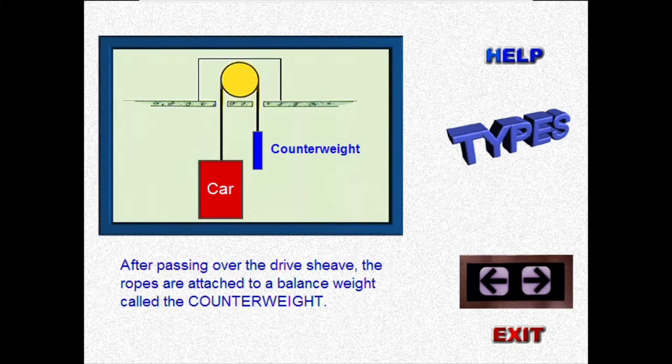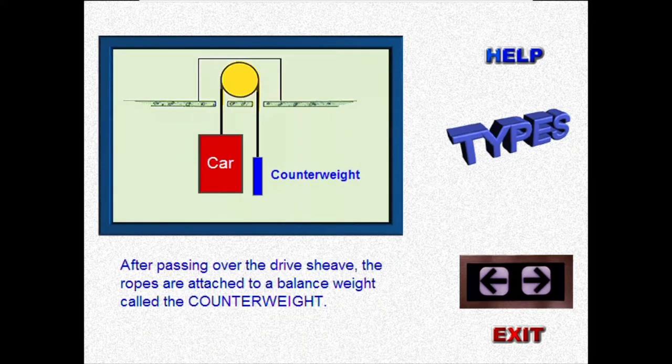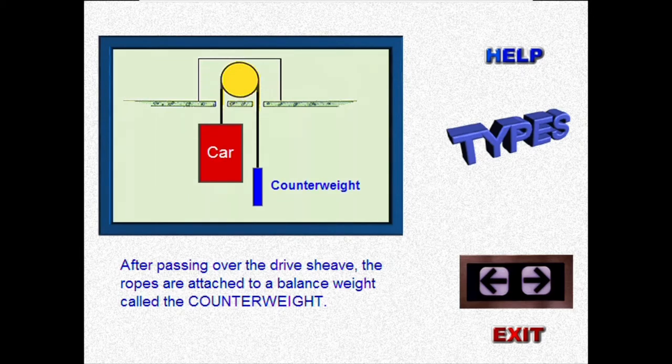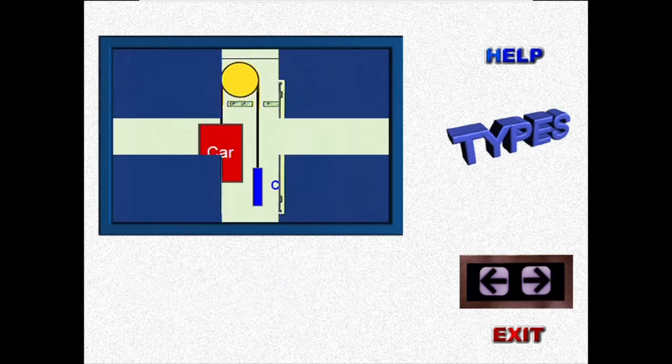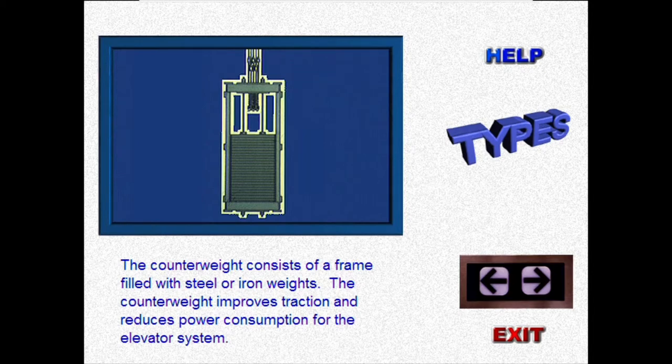After passing over the drive shiv, the ropes are attached to a balance weight called the counterweight. The counterweight consists of a frame filled with steel or iron weights. The counterweight improves traction and reduces power consumption for the elevator system.